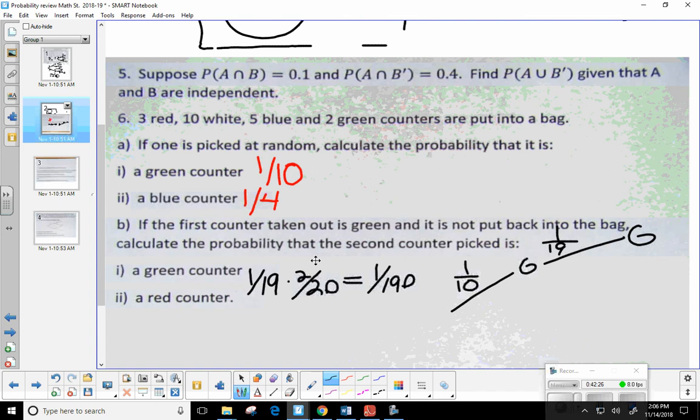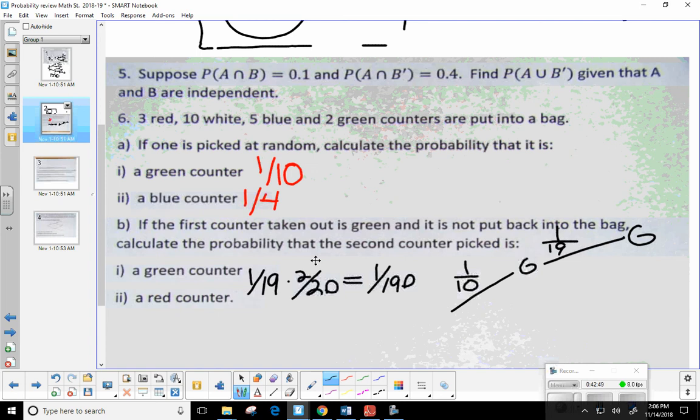Would it just be 1/19 as the answer? Because we already know that the first counter being picked out is green, so all we're finding is the probability of a second green counter. We don't need to know the probability of getting greens. No, the resource said 1 out of 190.